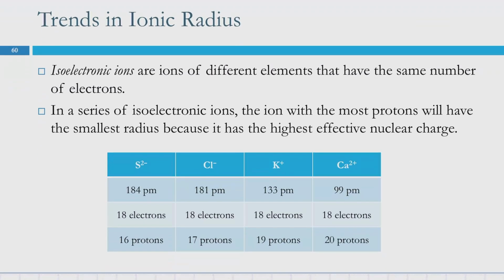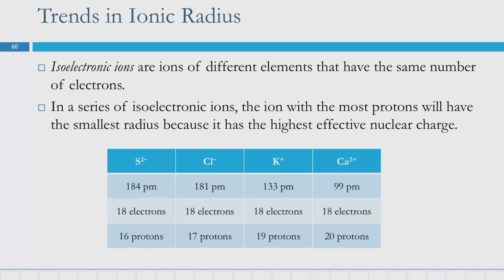There's also isoelectronic ions, so different elements with the same number of electrons. That's the same total number of electrons. So things that are isoelectronic, for example, in this table below, would be things that have the electron configuration of argon with 18.